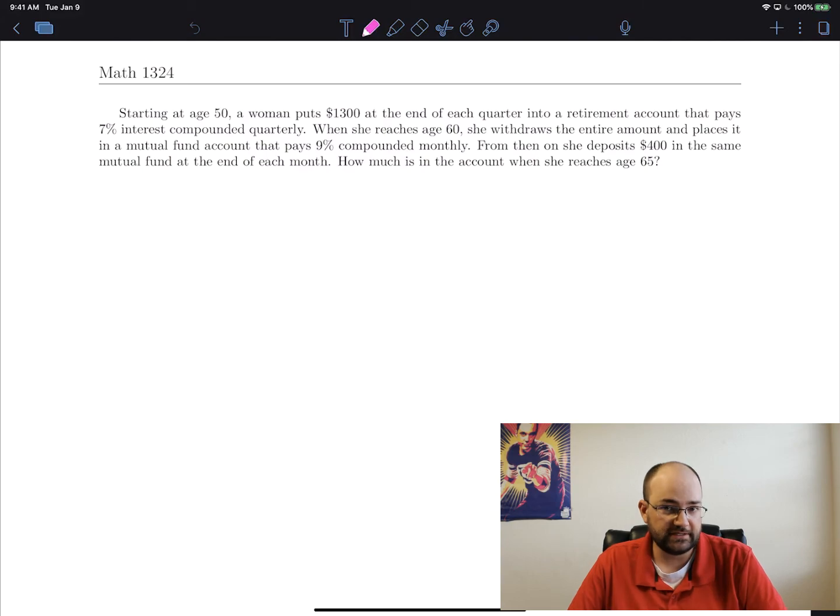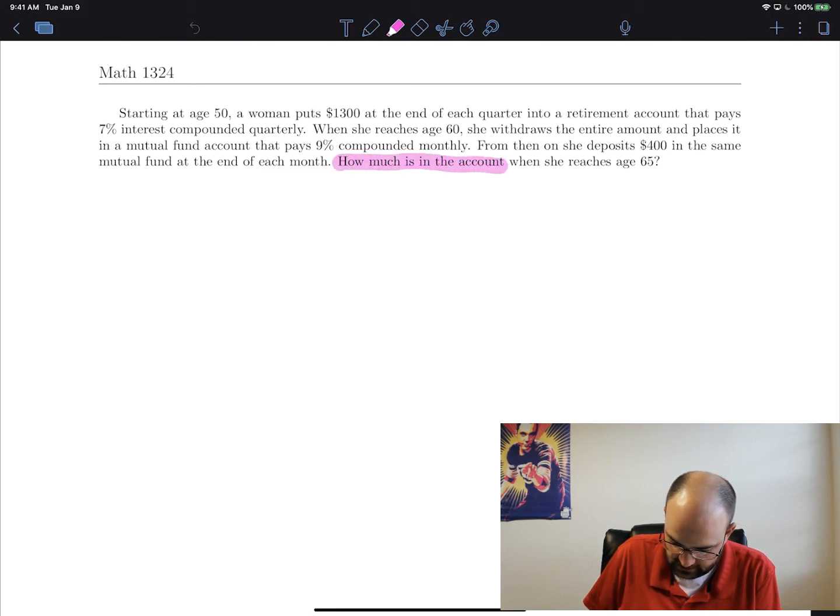Okay, I'll be honest with you. At this point, it is easiest to use the TVM solver. I'll go ahead and show you how you do this with the formulas, but for now, it's actually easiest to do it with the TVM solver. So I'm going to go ahead and start with the formulas and then show you how much easier it is with the solver. Okay, so let's read what we want to figure out.